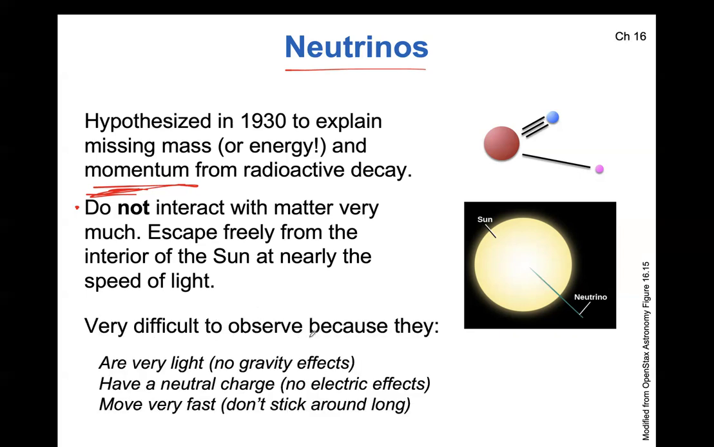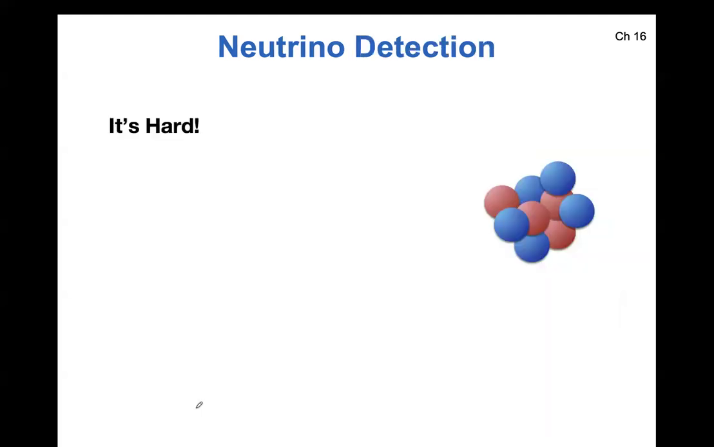Well, they're very difficult to observe for the very reason that they're able to pass right out of the sun, making them quite interesting to us, because they would tell us what's going on almost instantaneously inside of the core of the sun. How the heck do we catch them? They are very light, they have a neutral charge, and they move very fast. They're ghost particles, sometimes called that. It's really, just plainly put, a very difficult thing to do.